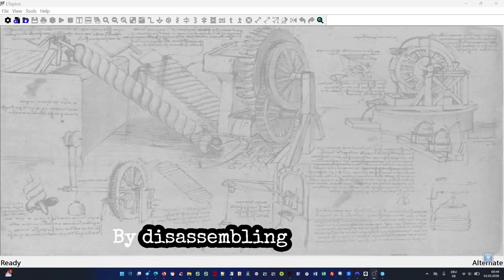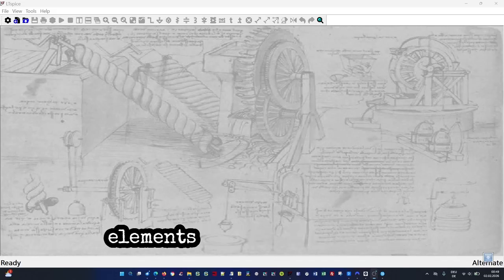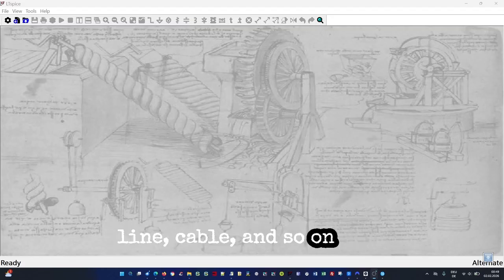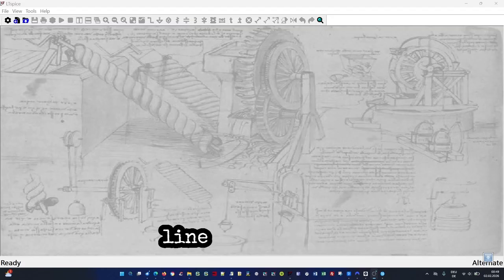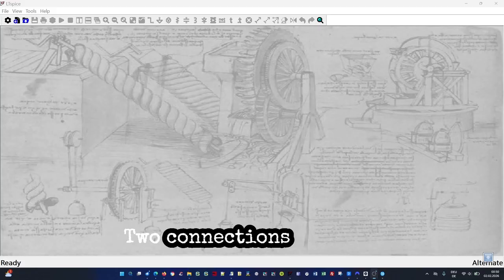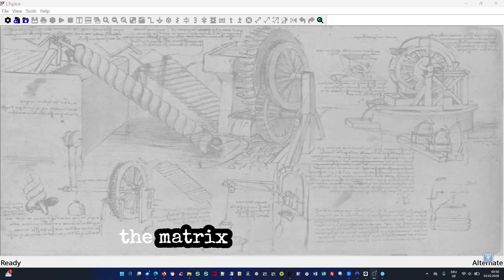By disassembling a complex matrix into two real-valued ones, the individual elements such as the voltage source, load, overhead line, cable, and so on have twice as many connections. For example, an overhead line now has 4 connections instead of 2. 2 connections form the real part of the matrix of the element, and the other 2 connections form the imaginary part of the matrix of the element.